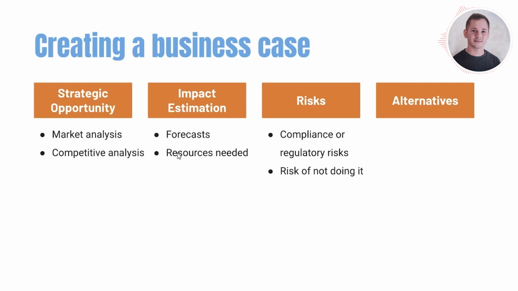Also the risk of not doing it: what happens if you were not going to do this? And then alternatives: what are other ways to achieve the same outcome? In the end, you would do a pros and cons list between all your different alternatives and then decide on one way to chase this opportunity.